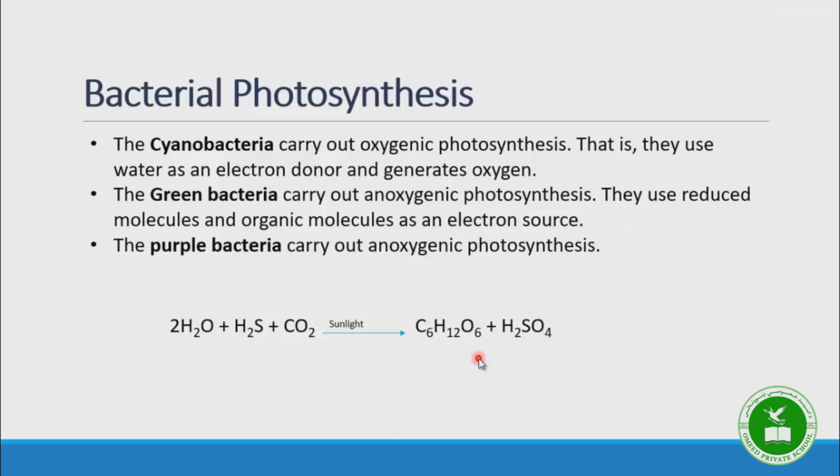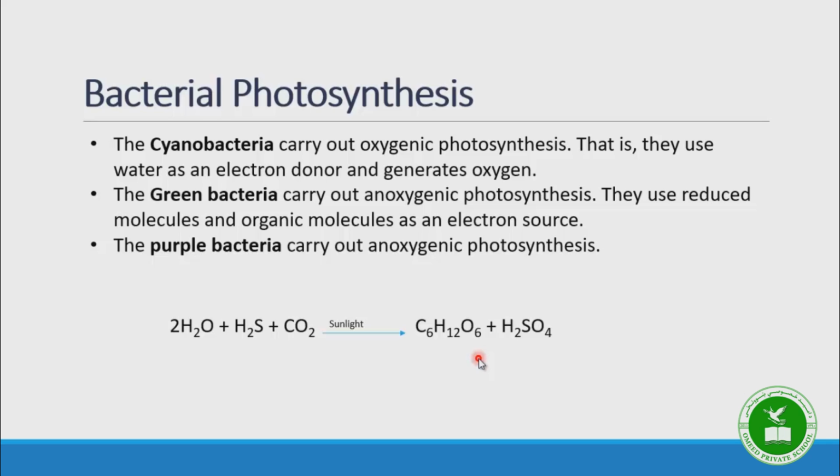The cyanobacteria carry out oxygenic photosynthesis. It means that they use water as an electron donor and generate oxygen. The green bacteria carry out anoxygenic photosynthesis. It means that they use reduced molecules and organic molecules as an energy or electron source.